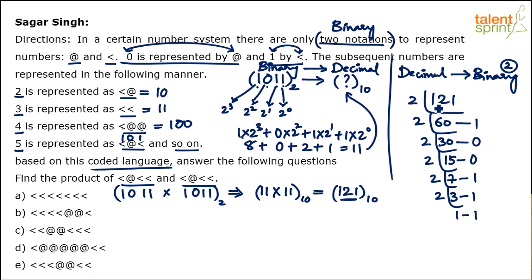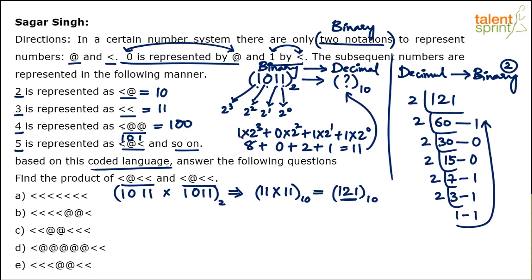So basically what did you do? 121 divided by 2 is 60 times, 60 times 2 is 120, remainder is 1. 60 divided by 2, 30 times, remainder is 0. 30 by 2, 15 times, remainder is 0. 15 by 2, 7 times is 14, remainder is 1. 7 by 2, 3 times is 6, remainder is 1. 3 by 2, 1 times 2, remainder is 1. That is it.